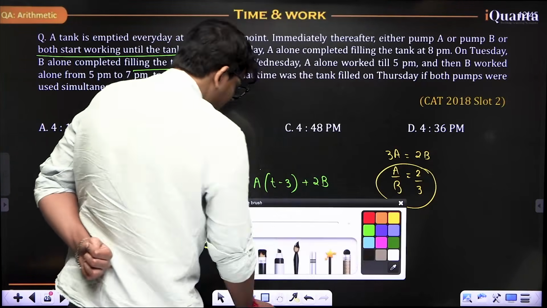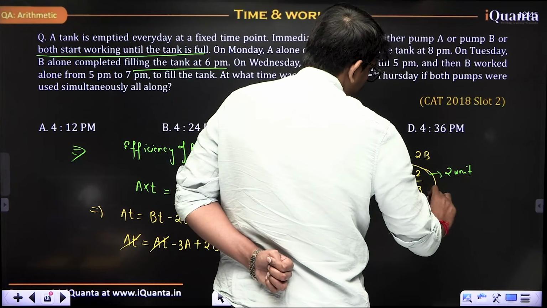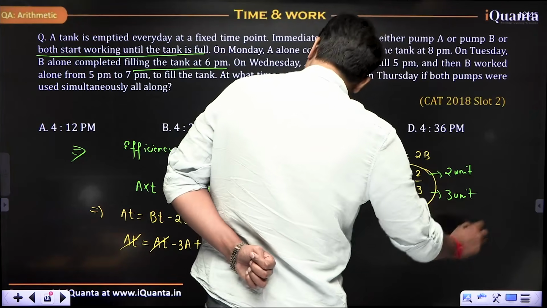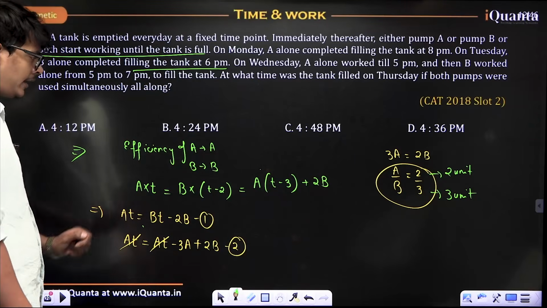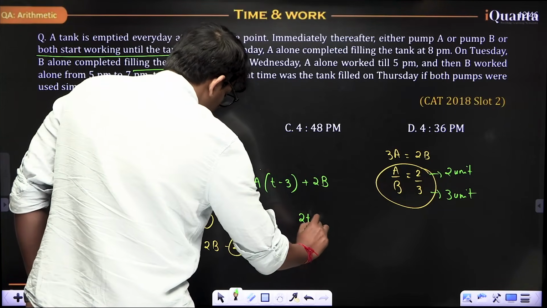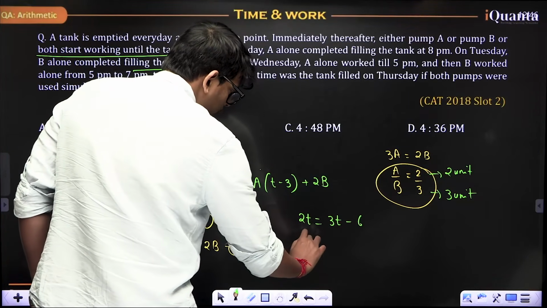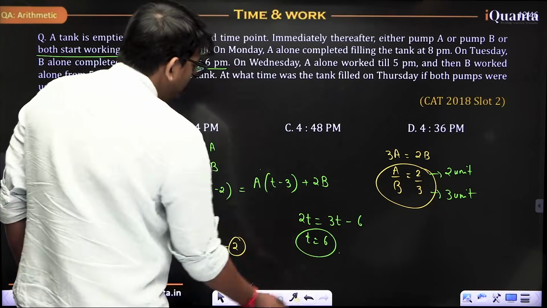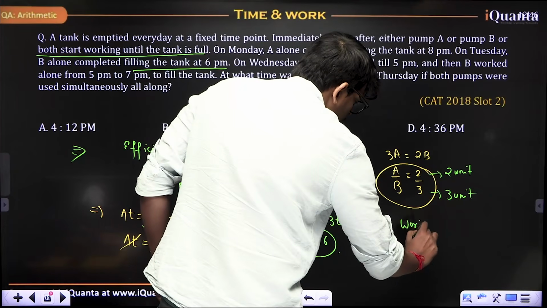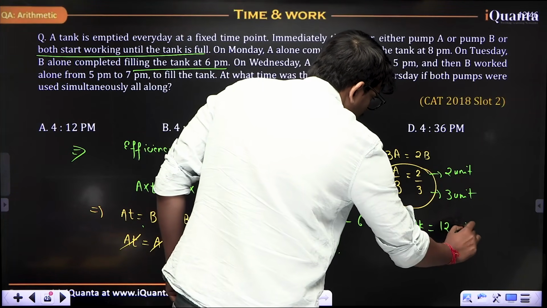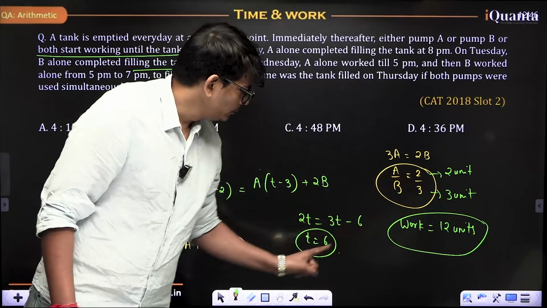So we got to know the efficiency of A and B. I can say A takes up 2 units, B takes 3 units. And if I put this here, I can find out the value of T also. So 2T is equal to 3T minus 6. So T is equal to 6. So we got the time also, right? So we can say the work will be 12 units. So 2 into 6, 12 units.